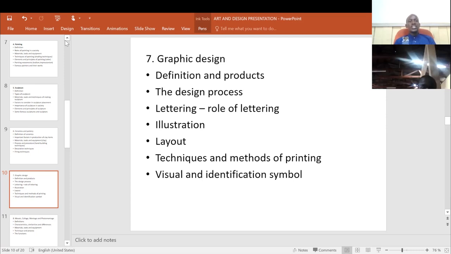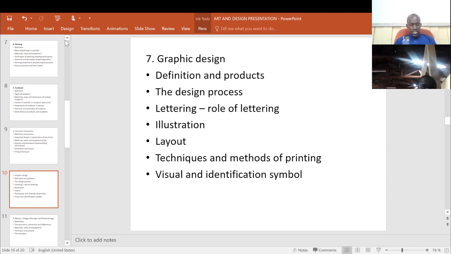We can talk about the design process. Loosely, or rather in simple terms, we talk about the problem-solving process in graphic design. The stages involved in the production of a work of graphic design. Then we can talk about the various methods and techniques of printing in graphics. The candidates must also learn and understand the lettering process, the role played by lettering in graphic design.